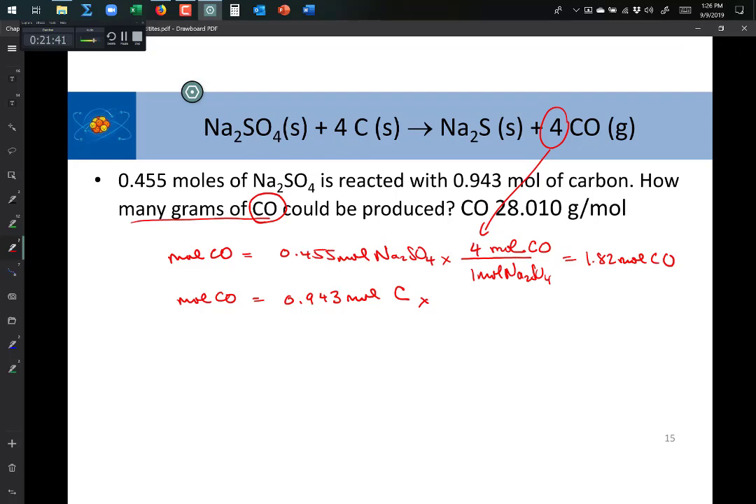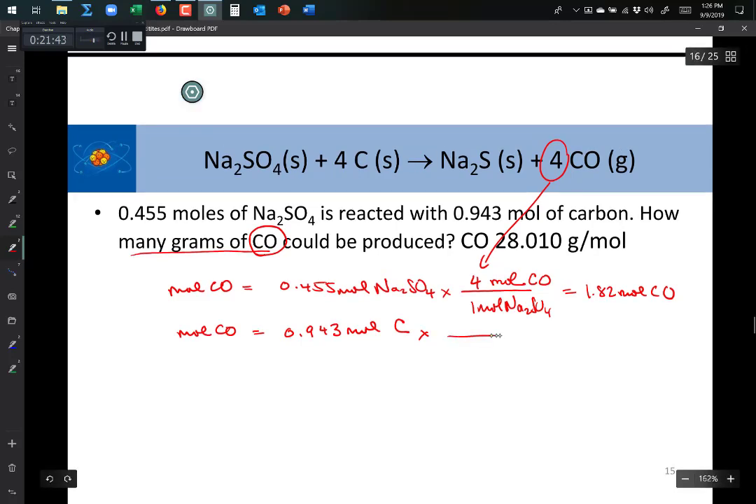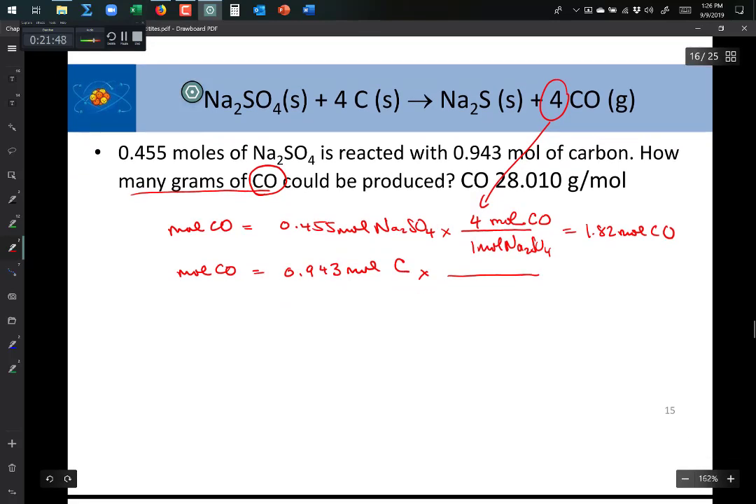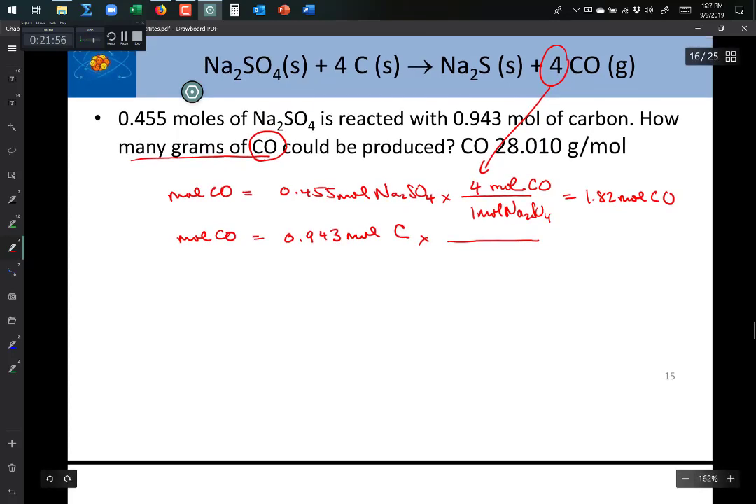And then for the carbon, what goes on top? 4 moles of CO. It's the exact same thing. When you do these limiting reactant problems, it's going to bug some of you that you're writing the exact same thing down. That's the way it's supposed to be. You're trying to figure it out for the same product. Okay. So this will be 4 moles of CO, but on the bottom it's 4 moles of C, and so I get 0.943 moles of CO. So what's my theoretical yield in moles?